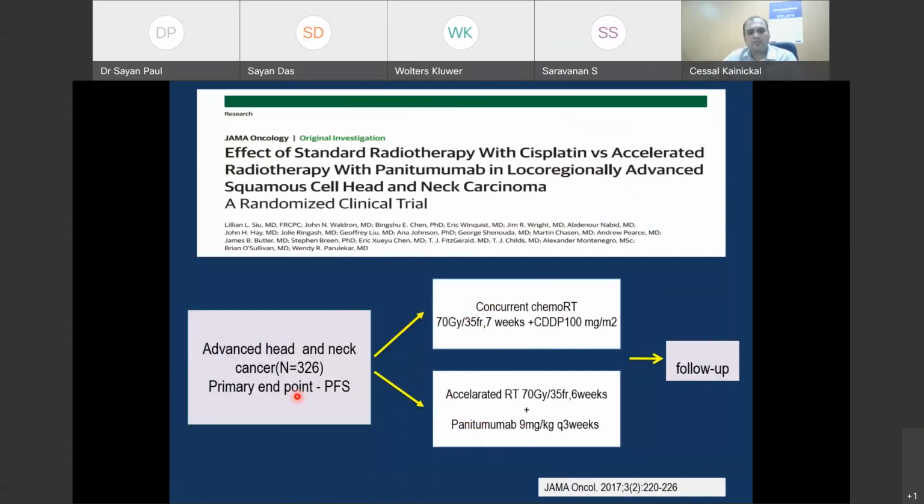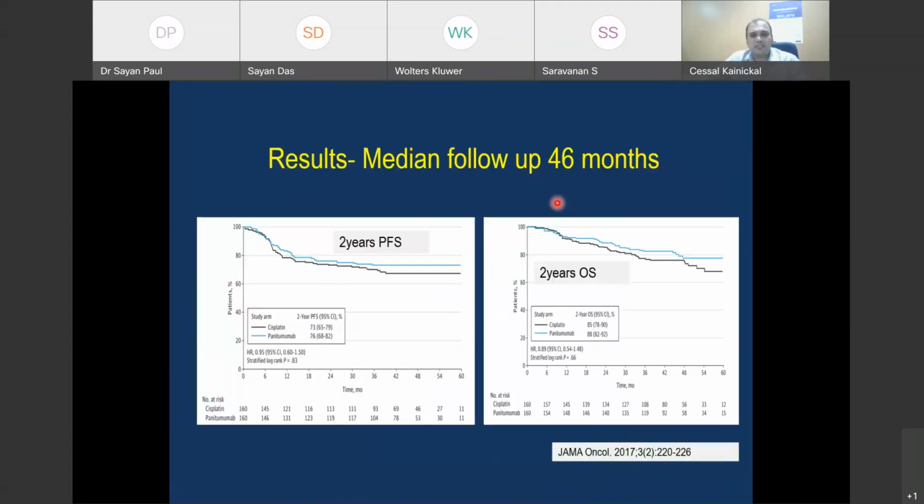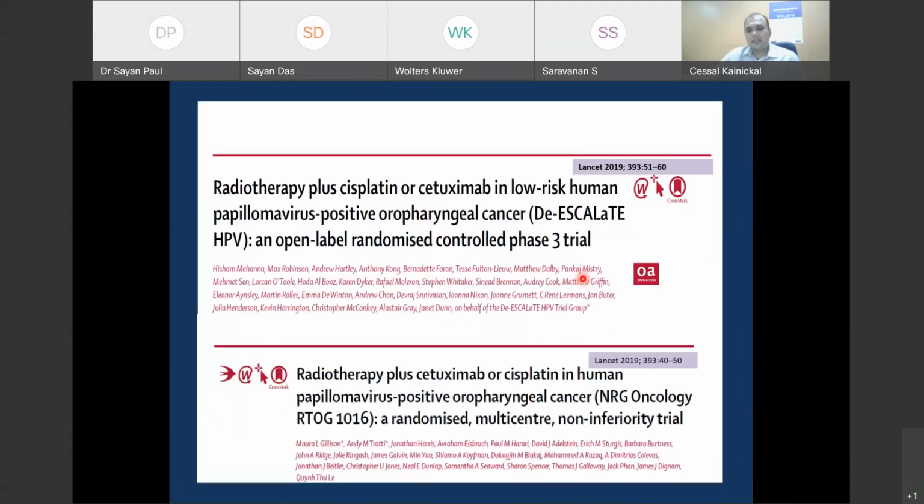The primary endpoint of this trial was progression-free survival, and at a median follow-up of 46 months, there is no difference in the 2-year progression-free survival or 2-year overall survival. I should mention that this was a non-inferiority trial design, and the primary endpoint was not met. And in HPV positive disease, can we replace cisplatin with a monoclonal antibody, cetuximab?